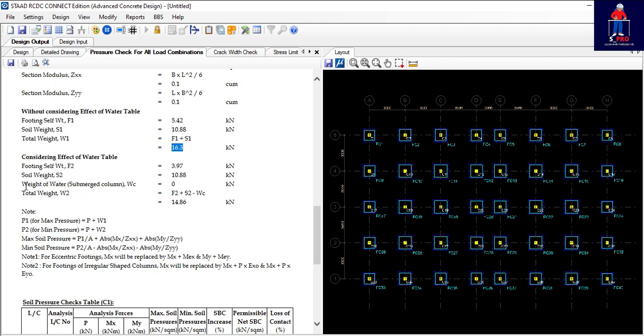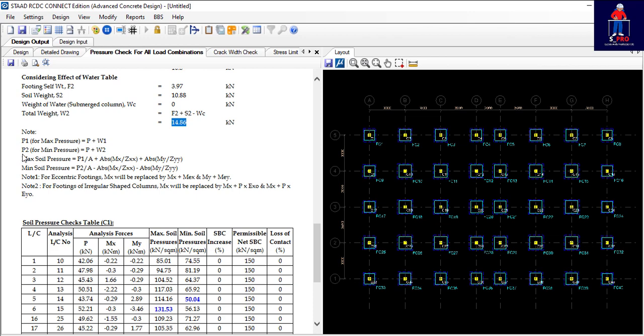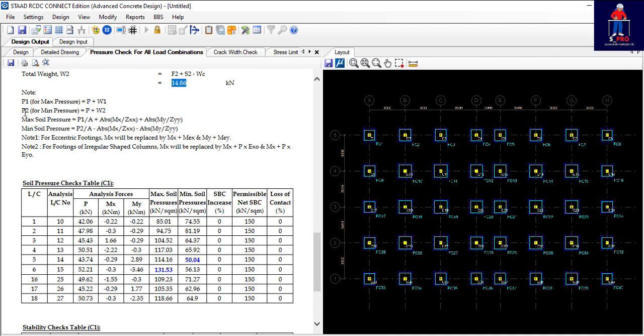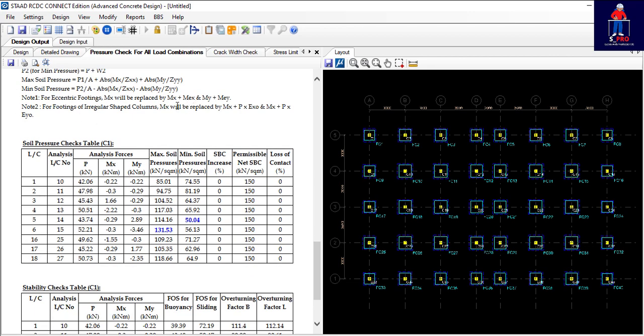Now that's the same thing. Then the footing self weight has reduced here. So it's less than this because the water, due to uplift, has reduced it. So weight of water submerged, zero. Total weight is equal to this. So this has been reduced, is less than this one. That's the effect of uplift when you consider water level. Okay, you see the maximum P1, maximum pressure, P2, minimum pressure, all this. Calculations done. It's just a good calculation sheet.